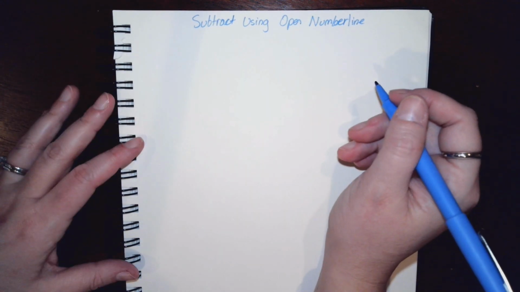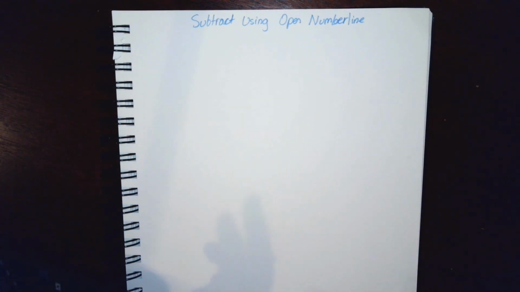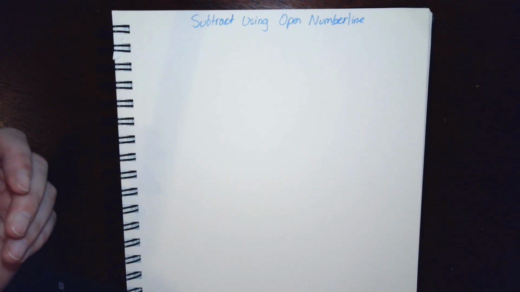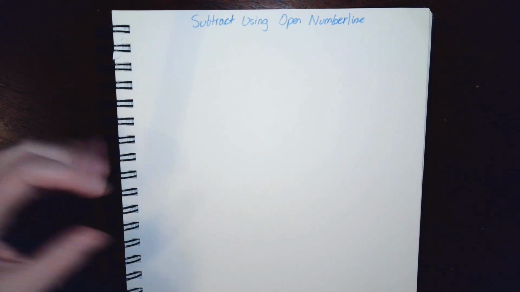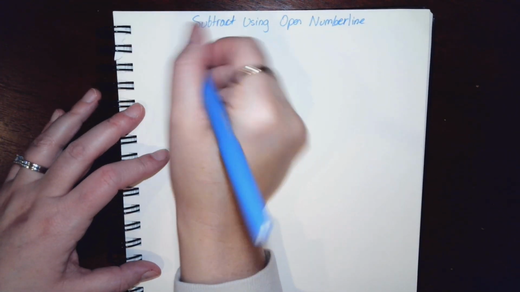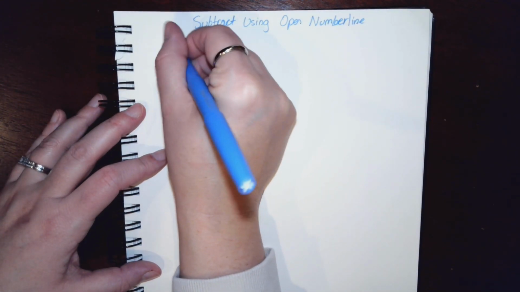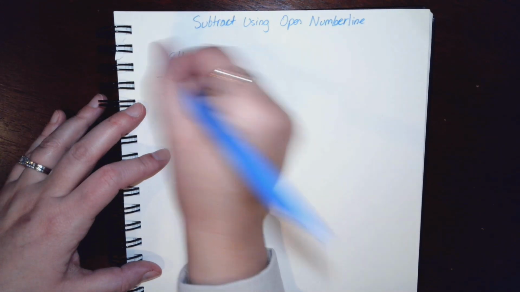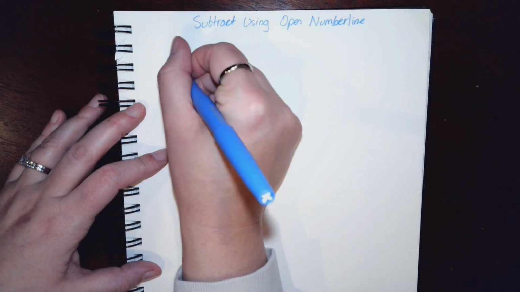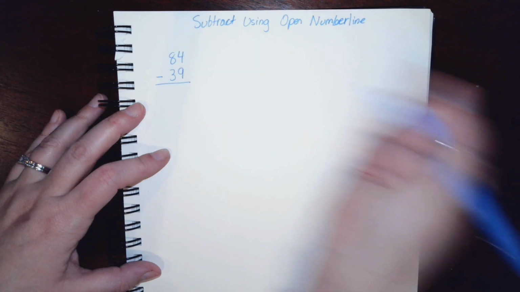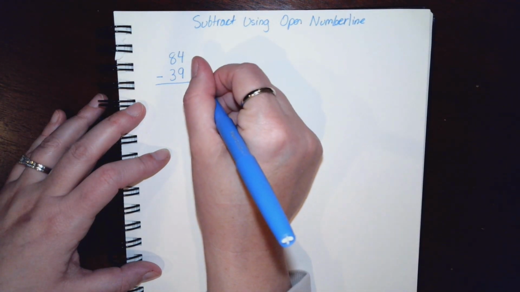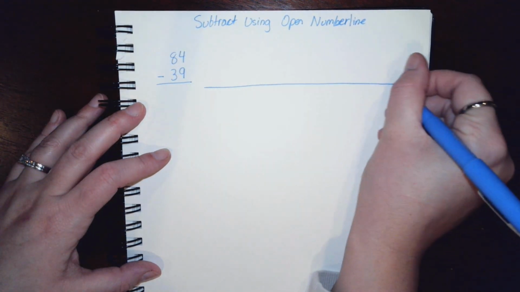In this video, we are going to subtract 2-digit by 2-digit numbers using open number line. So if I am subtracting 84 minus 39, okay, I'm going to use the open number line.